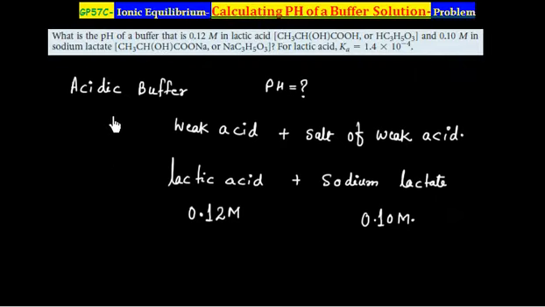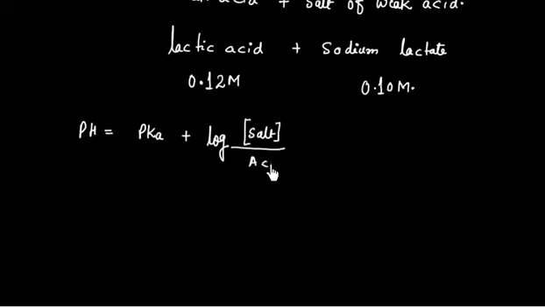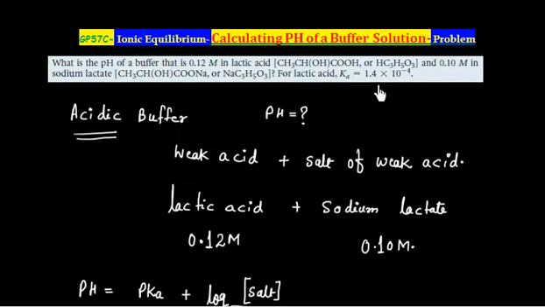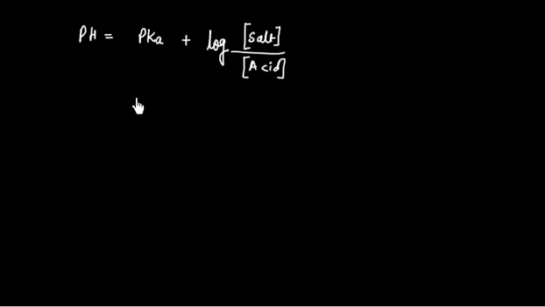Now for acidic buffer, we will use the formula, that is Henderson-Hasselbalch equation, that is pH is equal to pKa plus log concentration of salt divided by concentration of acid. Now this is an easy problem. Ka is given, Ka is 1.4 into 10 to the power minus 4.